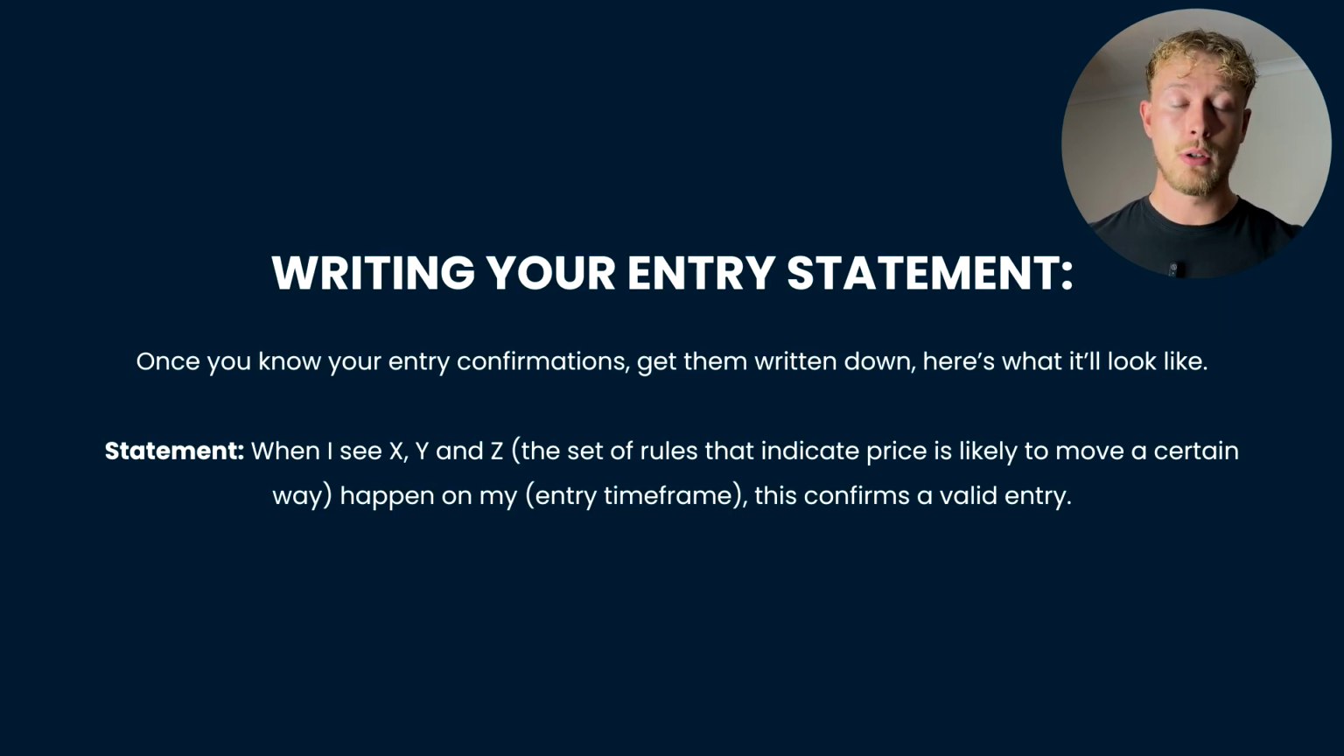So once you know your entry confirmations, get them written down. It's so important that you have your process written down. So here's what it will look like. When I see X, Y, and Z, your 3 rules, the set of rules that indicate price is likely to move in a certain way again, happen on your entry time frame, this confirms a valid entry. This is very simple, just writing your entry statement down.